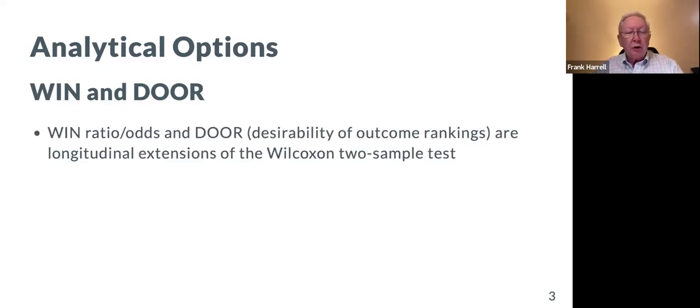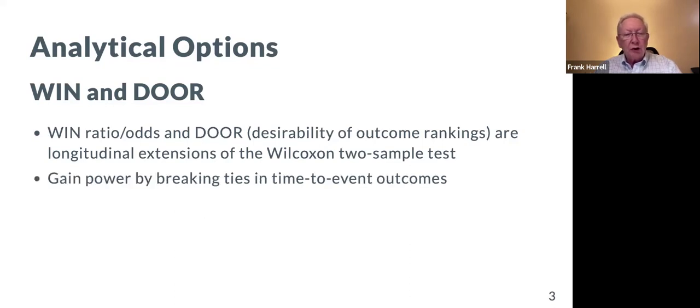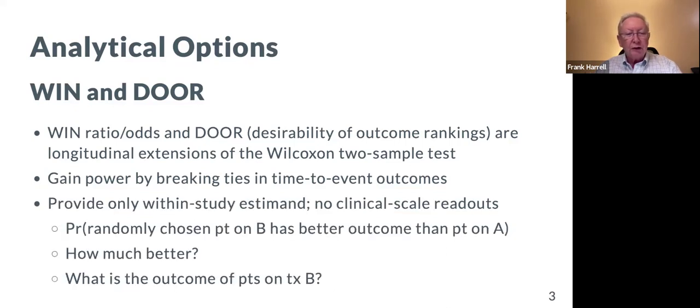Win ratio, odds, and DOOR are extensions of the Wilcoxon two-sample test, and they gain power by breaking ties in time to event outcomes so that you have more than just a binary event, but you can use, say, death and various measurements or other events. The disadvantage of these methods that I think a lot of clinical trialists don't recognize is they provide only a within study estimate. There's no clinical scale readouts, no estimates on a clinical scale.